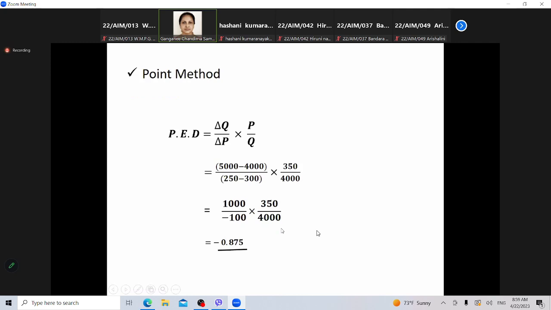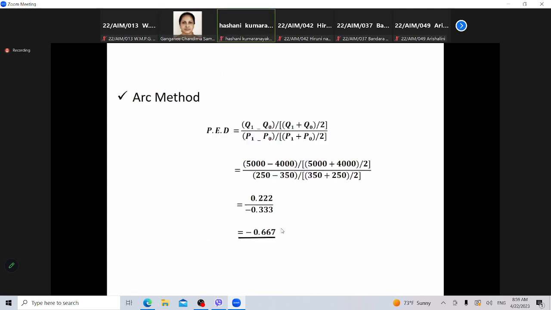Point method also came the same, didn't it? Point is also the same equation. Point is okay. Arc is the different one. Yes, arc is a little different. Is it 0.6 something? Yes.